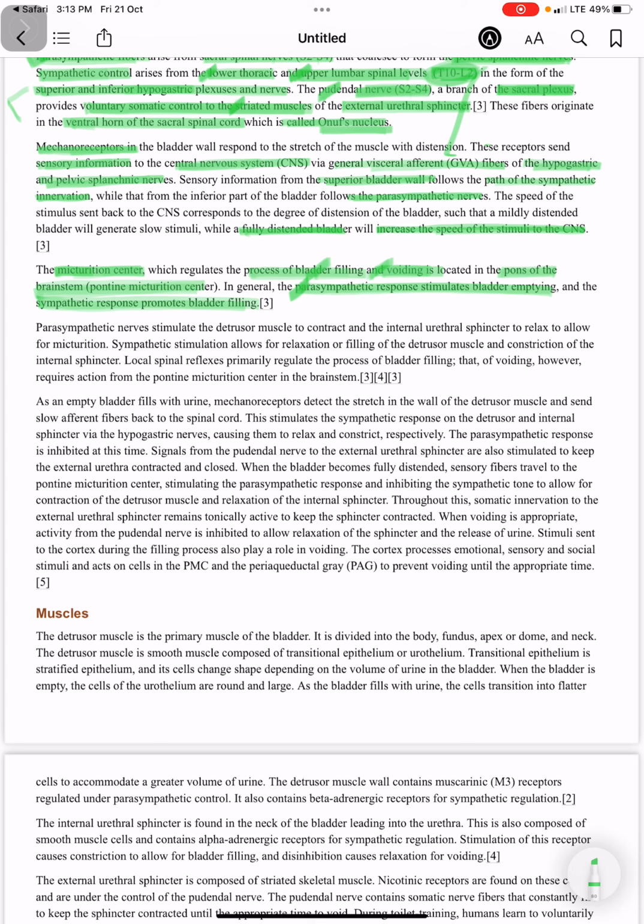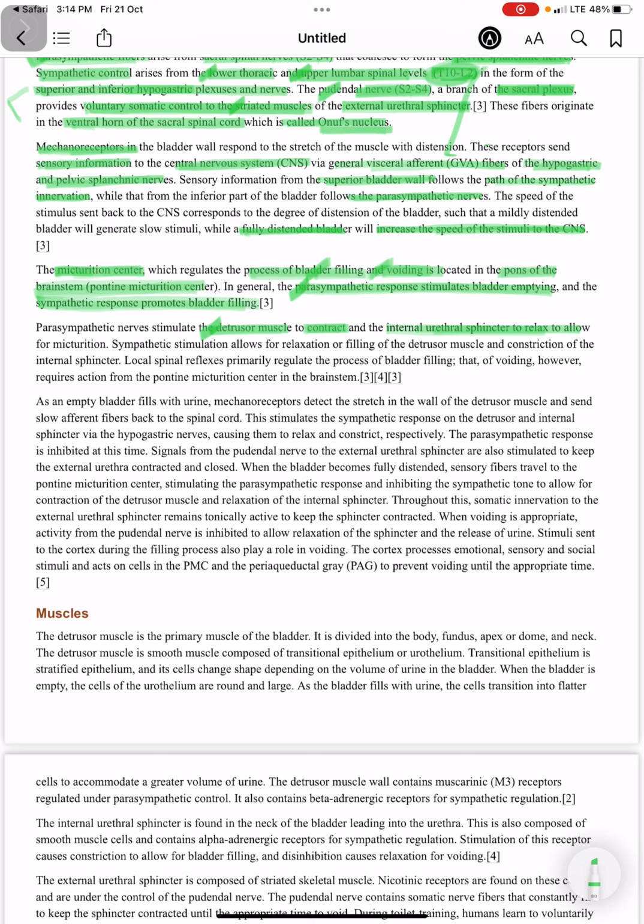Parasympathetic nerves stimulate the detrusor muscle, so the bladder empties. They stimulate the detrusor muscle to contract and the internal urethral sphincter to relax, to allow for micturition. So for voiding, the detrusor muscle should contract and the internal urethral sphincter should relax.